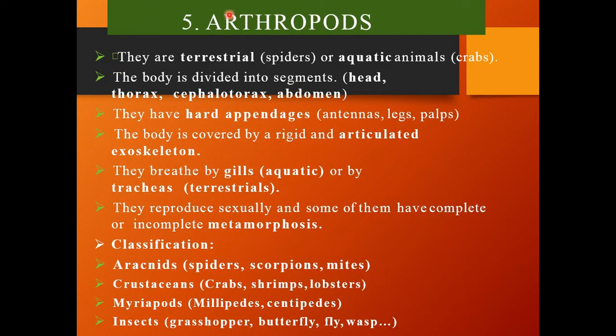Okay, and then the number 5 here. Arthropods. This one they are terrestrial, which means they live on the land. Terrestrial means they live on the land.